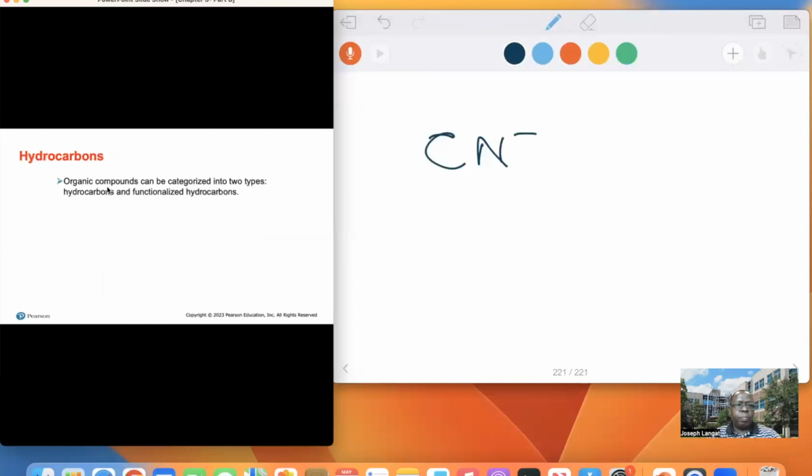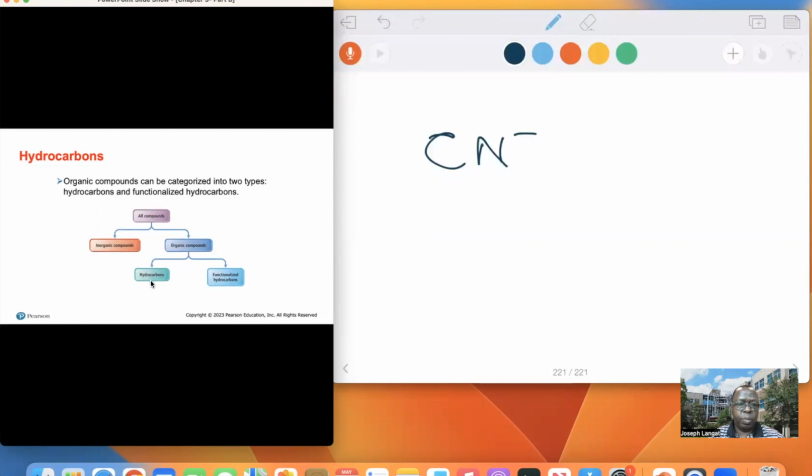Hydrocarbons are organic compounds that have only hydrogen and carbons. We can categorize organic compounds as hydrocarbons and functionalized hydrocarbons. You'll see the functional groups later. This is where we are.